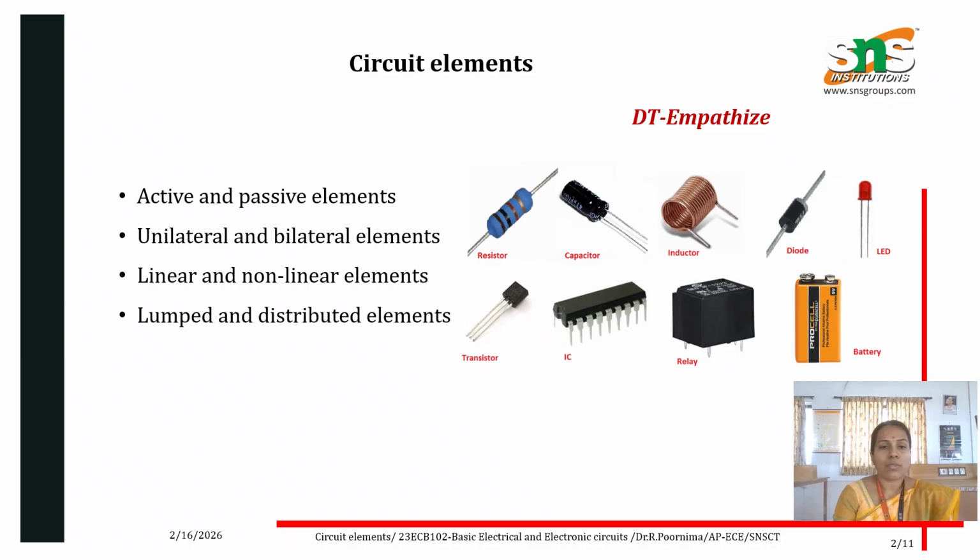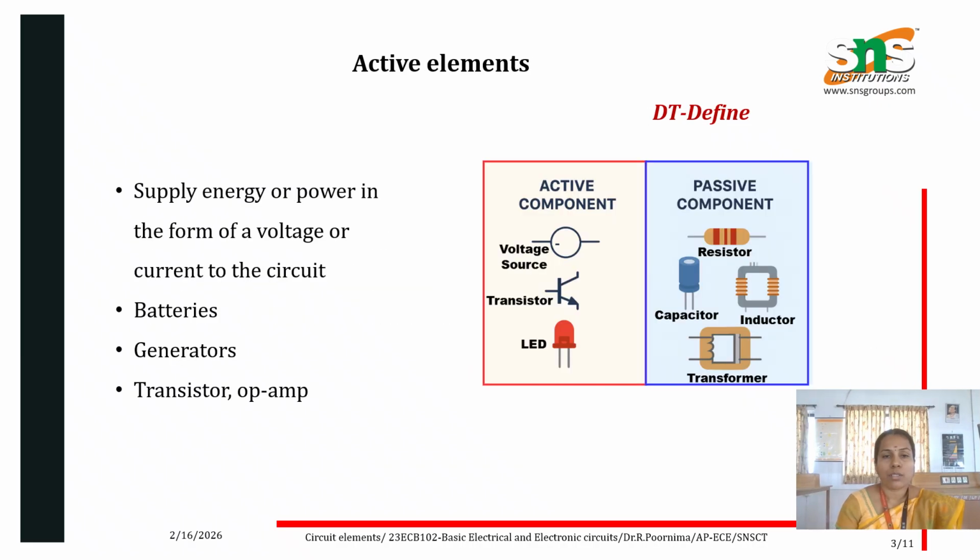So the classification of circuit elements are active and passive elements, unilateral and bilateral elements, linear and non-linear elements, lumped and distributed elements. We are going to discuss every classification one by one. So let's discuss the active elements. What is the use of an active element?